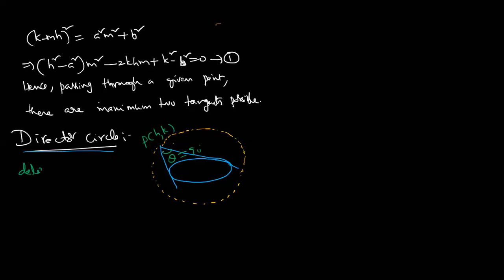Determine the locus of the point of intersection of these tangents. What is the result coming? See. Fine. Dear students, suppose theta is 90 degrees. Just a minute, sir, some small disturbance is coming from my side.